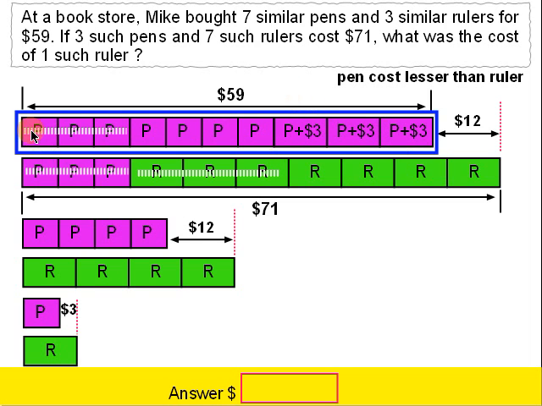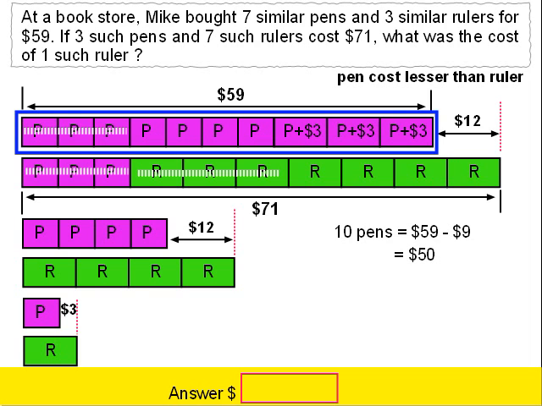Okay, looking at the model, we have 1, 2, 3, 4, 5, 6, 7, 8, 9, 10. 10 pens altogether. 10 pens plus $9. Okay, which add up to be $59. That's what the model means. Okay, so we write down 10 pens is equal to $59 minus $9 then. Alright, so 59 minus 9, that gives us 50.